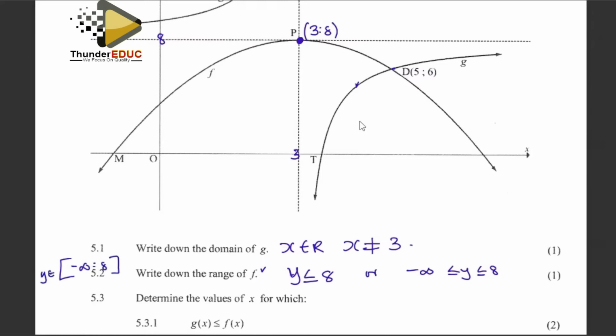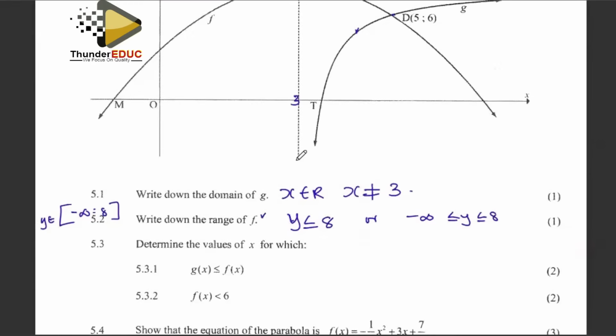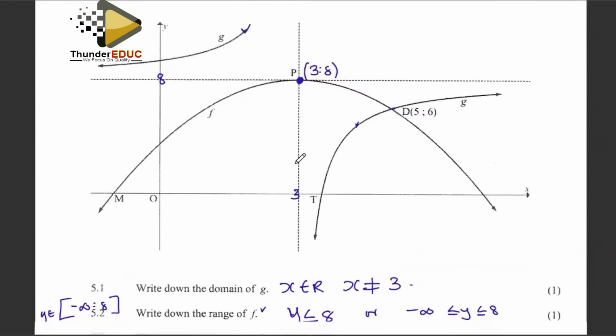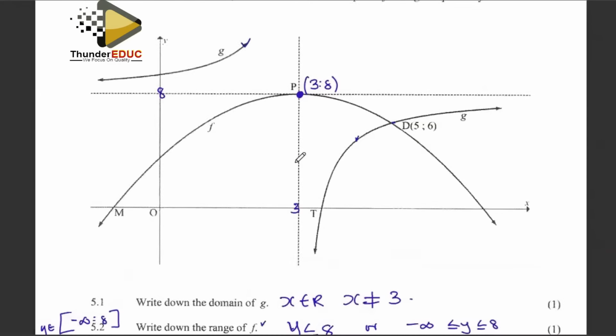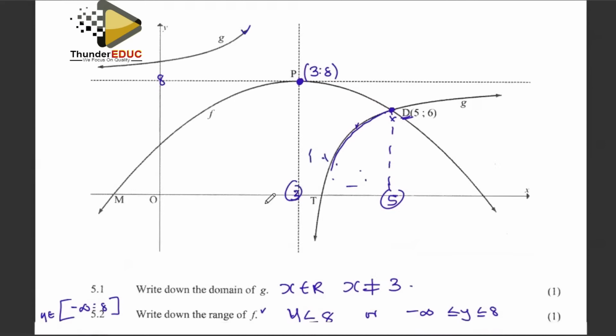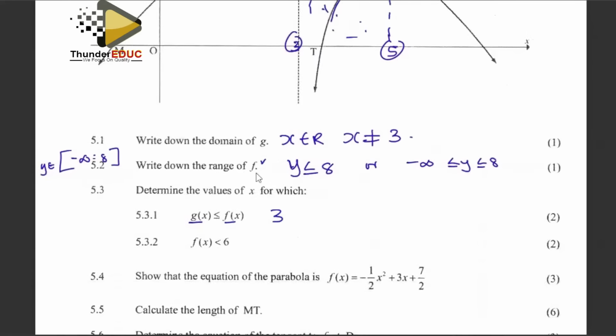And then y is an element, something of the sort. All right, 5.3: determine the values of x for which g of x is below or equal to f of x. So where do we find g of x to be below f of x? We see that at this point, where x is 5, that is where the graphs are equal. If it is below, then this is the area of interest, so between 3 and 5. I'll write down that 3 is less than x, which is less than or equal to 5.